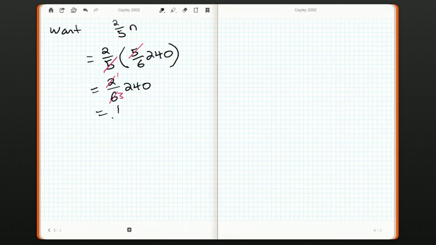So really, we're looking at 1/3 of 240, which is the same as 240 over 3. And 240 divided by 3, we quickly compute, is 80. Okay? This saves us actually having to compute what the value of n is. It's not going to take you too long to actually work out what n is. It's just an extra step that we don't need to do.